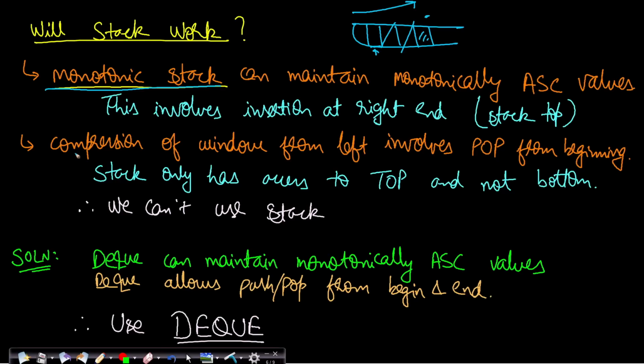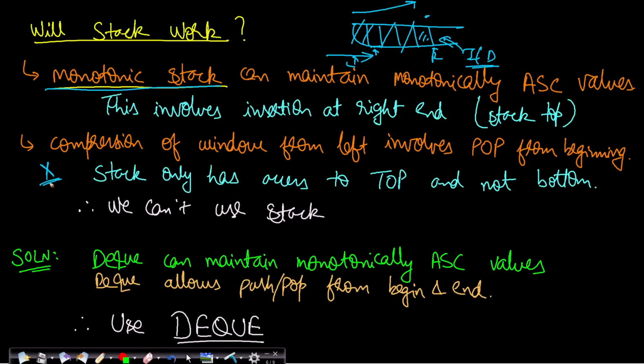Now the second requirement is compression of the window from the left. Compression of the window means there were 2 pointers. One pointer was right, which was moving to the right, parsing the array, and as soon as you find a sum value greater than or equal to target, you had a left pointer which was compressing. Compressing means you have to remove certain elements from the left side. Now if you look at the stack, the insertion as well as deletion can only be done from the top end, only one end. You cannot do insertion and deletion from both the ends. So this operation will not be supported by our stack.